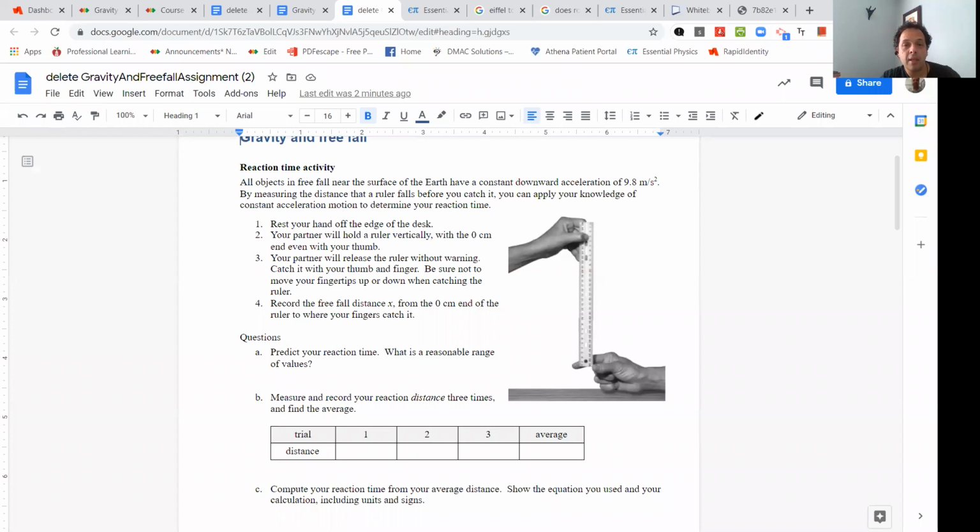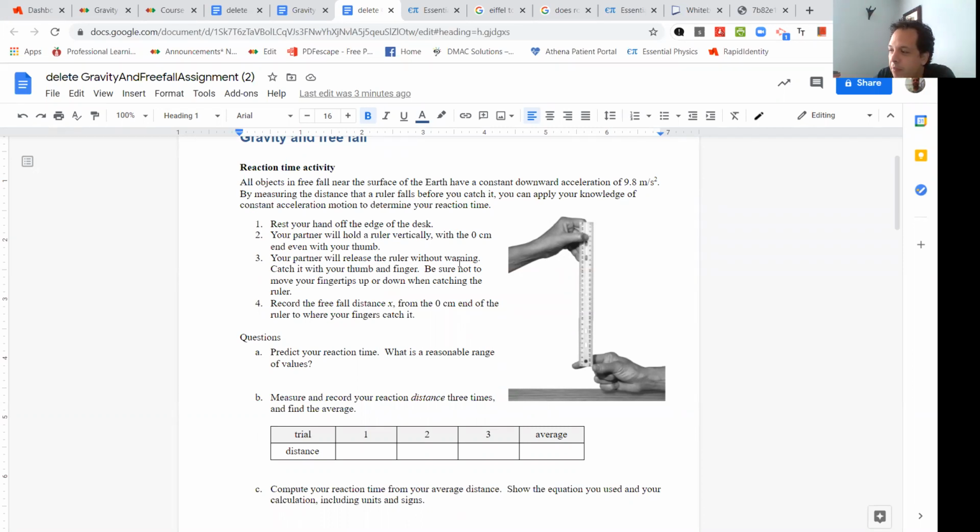Hey everybody, I wanted to go over this assignment, and usually we do this in class and it's really fun. You take a dollar bill and you put it halfway through your fingers like this. So you take about half of the dollar bill, pretend this is a dollar bill, and you put it in between someone's fingers, and then you let go and they try to catch it.